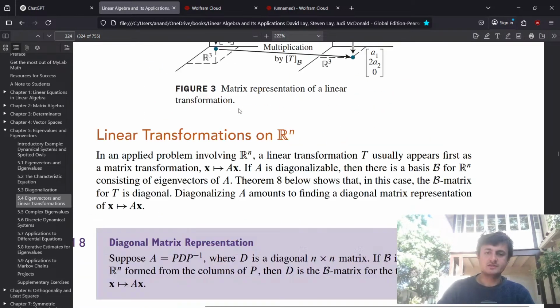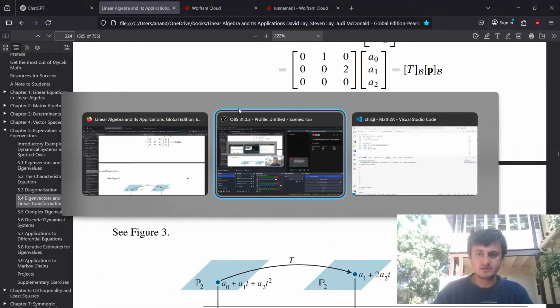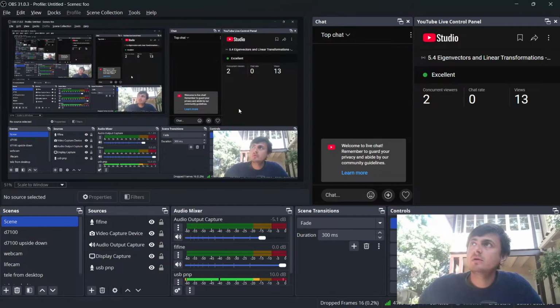Wait, why don't I just set this up? I don't know why, I should be setting this up more often. Give me a second, I'm gonna get my paper.